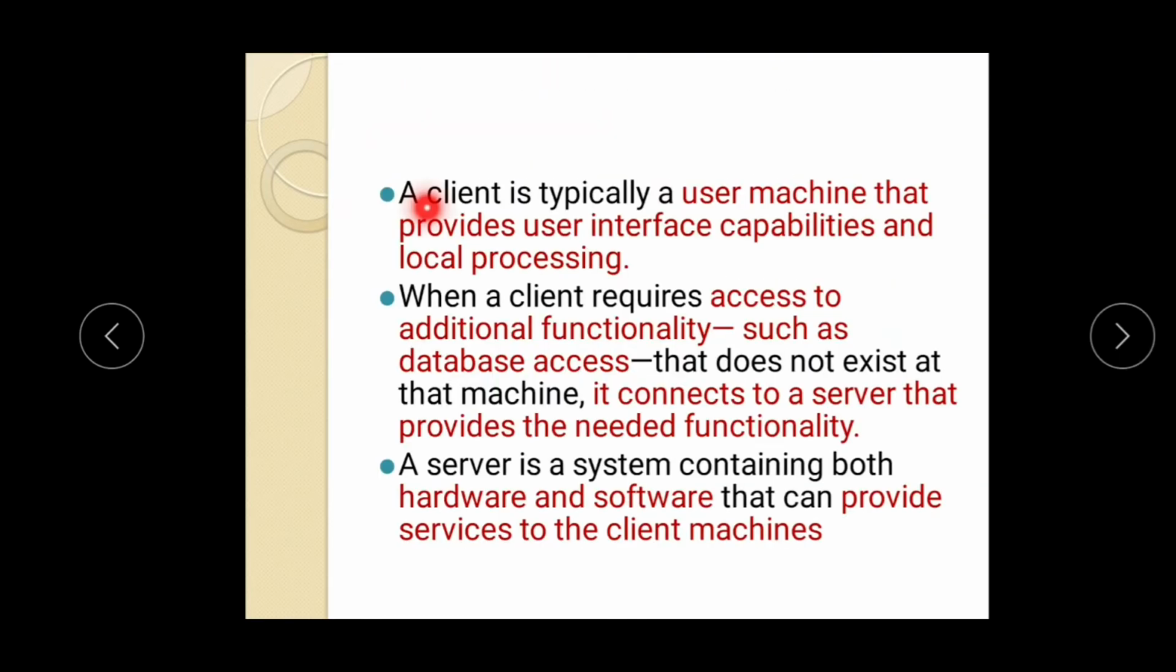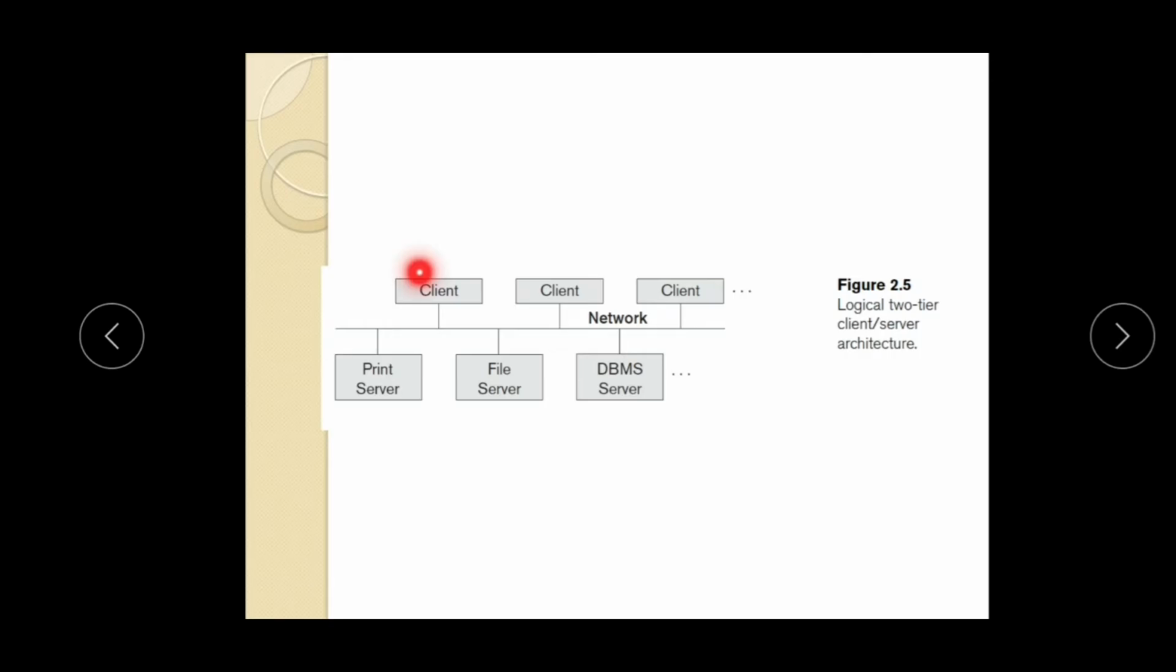Some more points. A client is typically a user machine that provides user interface capabilities and local processing. So who is a client? A client is a user machine which provides user interfaces and other local processing. If the client wants to access a DBMS server, that request will be accepted by the client machine, which does the basic processing, and then the request is transferred to the DBMS server. So local processing is done here.